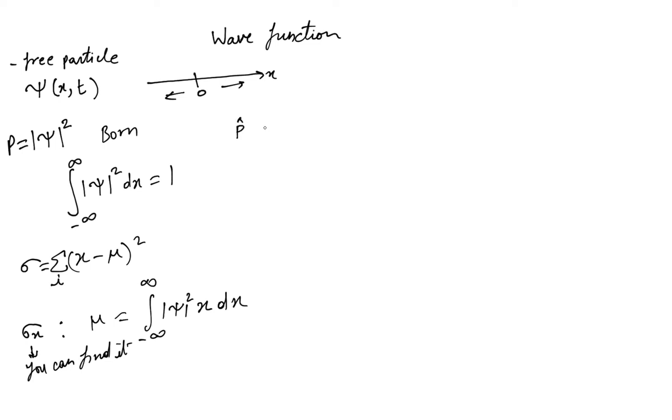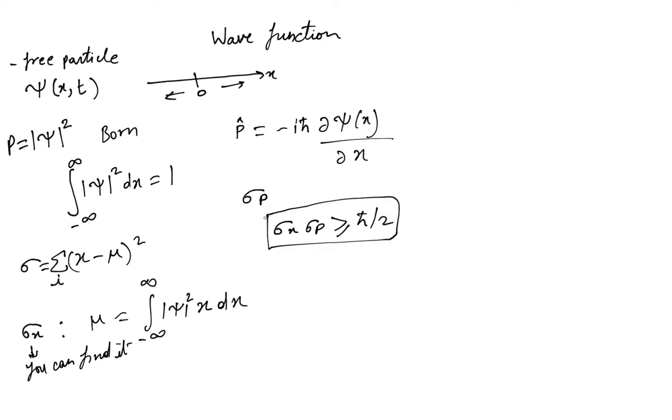Momentum of the particle is given as this. This is the momentum. And similarly, one can find the uncertainty in momentum, sigma p, and we'll always find that sigma x multiplied by sigma p is always greater than or equal to h bar over 2. So this whole construct has been done to satisfy this equation, and anyway this needs to be satisfied.